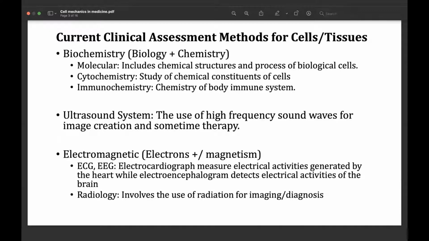Also, like you had earlier, you've been taught about the ultrasound system, which uses high frequency sound waves for creation of images, and sometimes we use them for therapy, especially to break kidney stones. Also, one major aspect which we normally use for clinical assessments is electromagnetism, which I think is basic physics for most of us. And under this, we have the use of ECG, also radiology, and then the rest. The next slide, please.